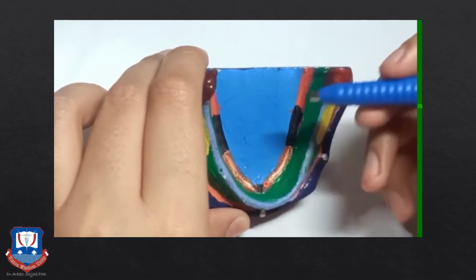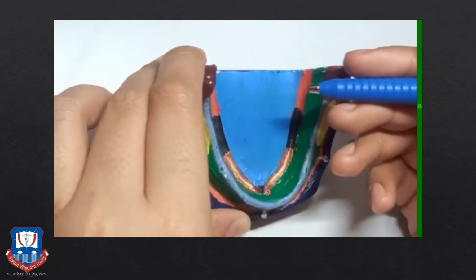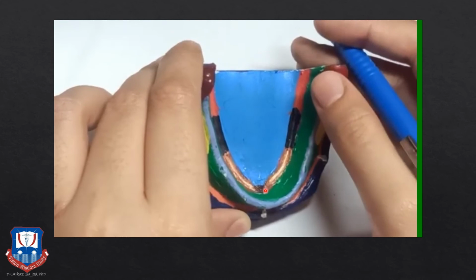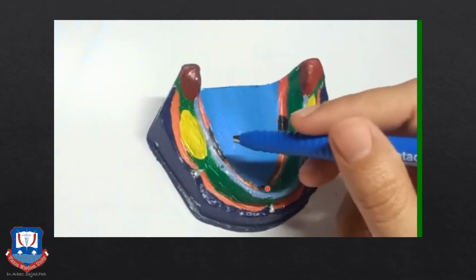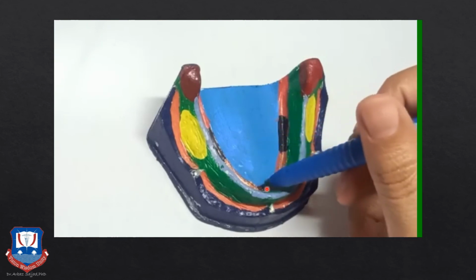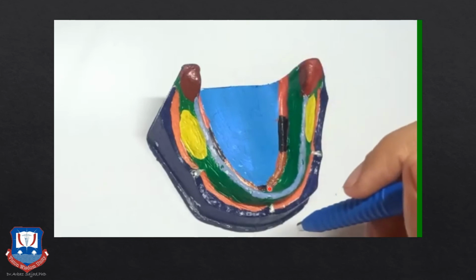Next, coming to the lingual frenum. The lingual frenum is attached to the lingual side of the residual ridge and it may be very prominent in patients who have a tongue tie, and this needs to be relieved, otherwise it will cause displacement of the denture.